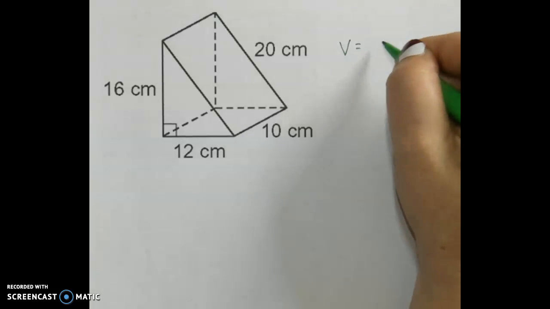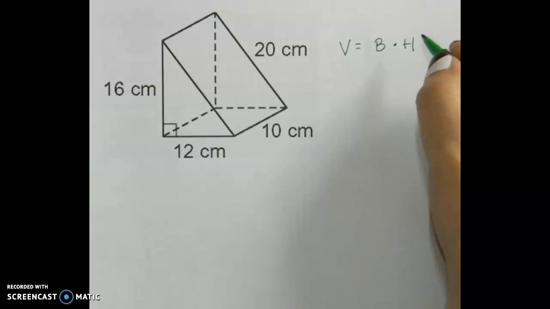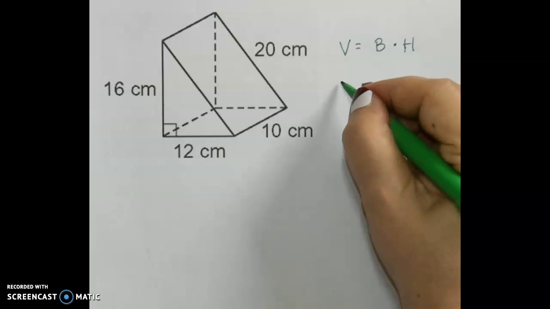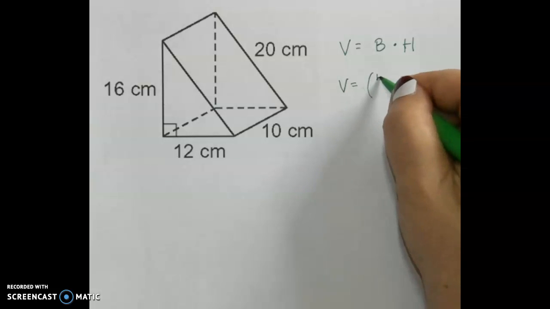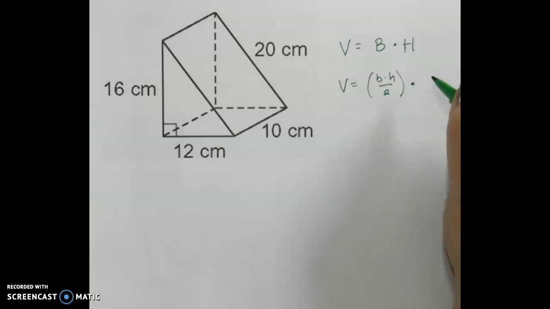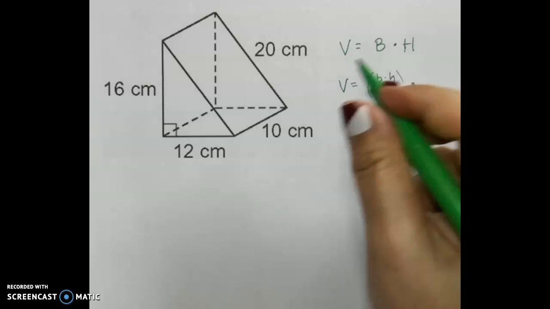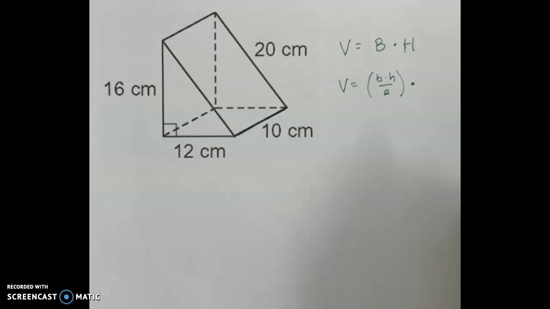So I'm going to start by writing our formula. V equals base times height. And remember that the base is a triangular side, so base times height divided by 2, times the height, which is really the distance between the two triangular faces. In this example, that's this side right over here.